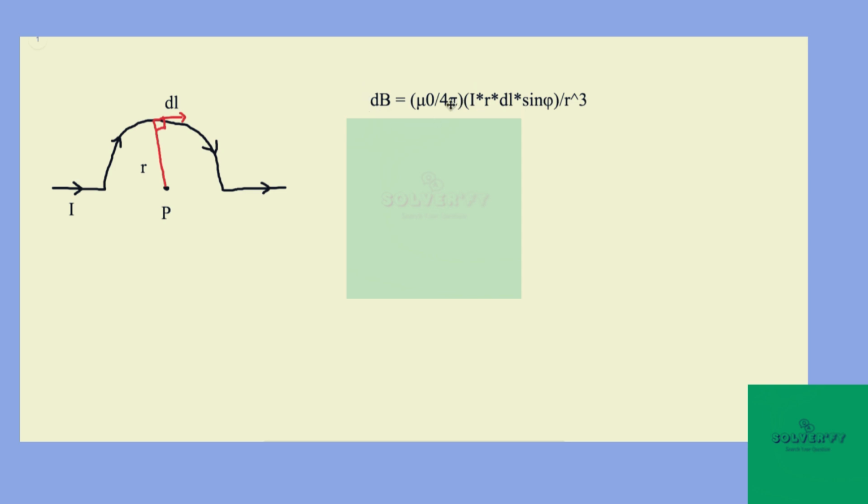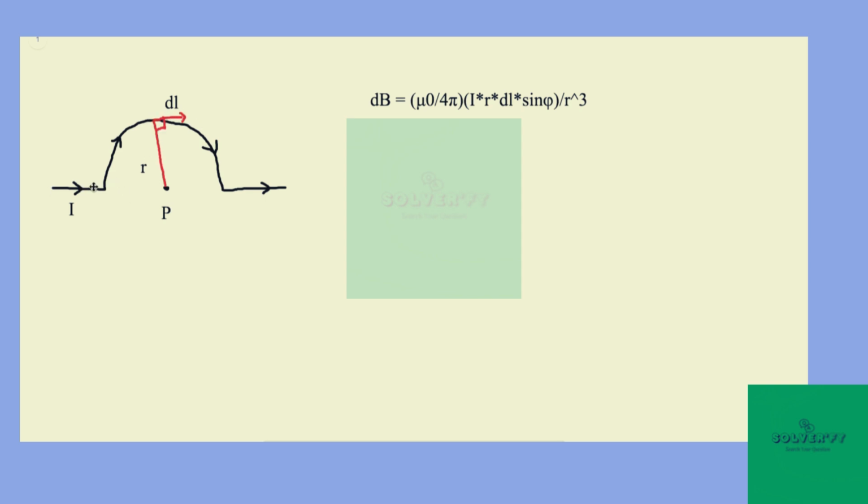And the key components that we have: here's the constant out in front. I is the current. dL is going to be the little section of wire, the segment that we're looking at along the length of the wire. And sine of phi is going to be the sine of the angle between r, the vector pointing to the point that we're looking at, so that's going to be r here, and dL.